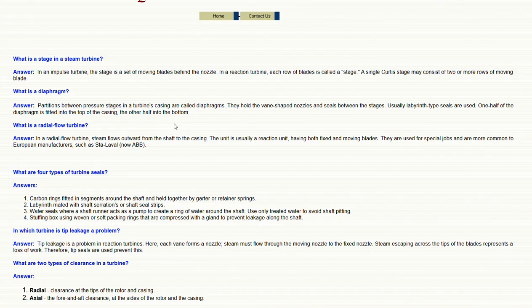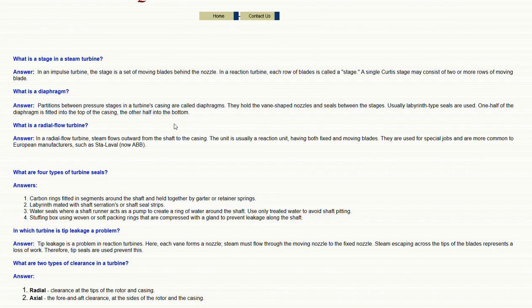Actually, our diaphragms or fixed blades are fixed to the casing, and below that there are labyrinth seals on which it is staying. Actually, that's happening in the turbines. One half of the diaphragm is fitted onto the top of the casing and the other into the bottom on the labyrinth seals. What is next one is what is the radial flow turbine?